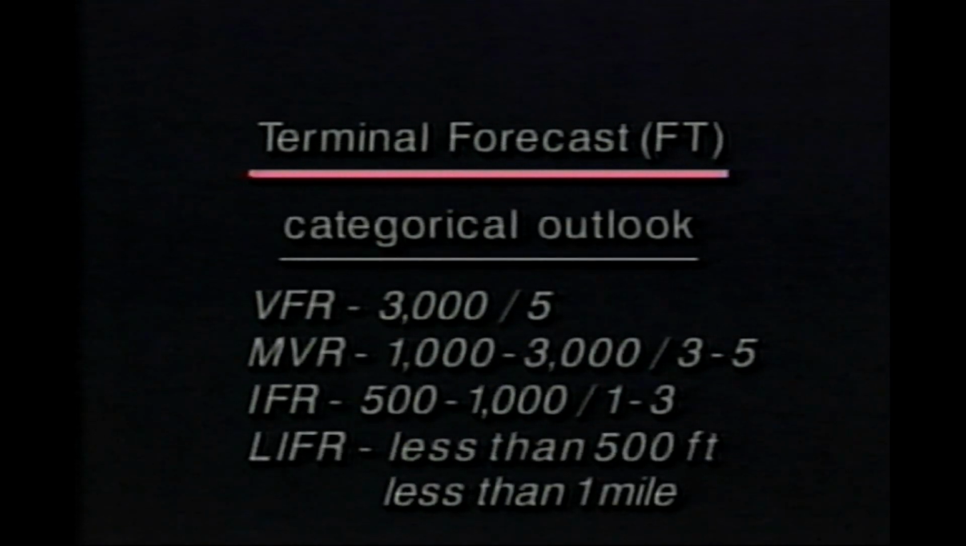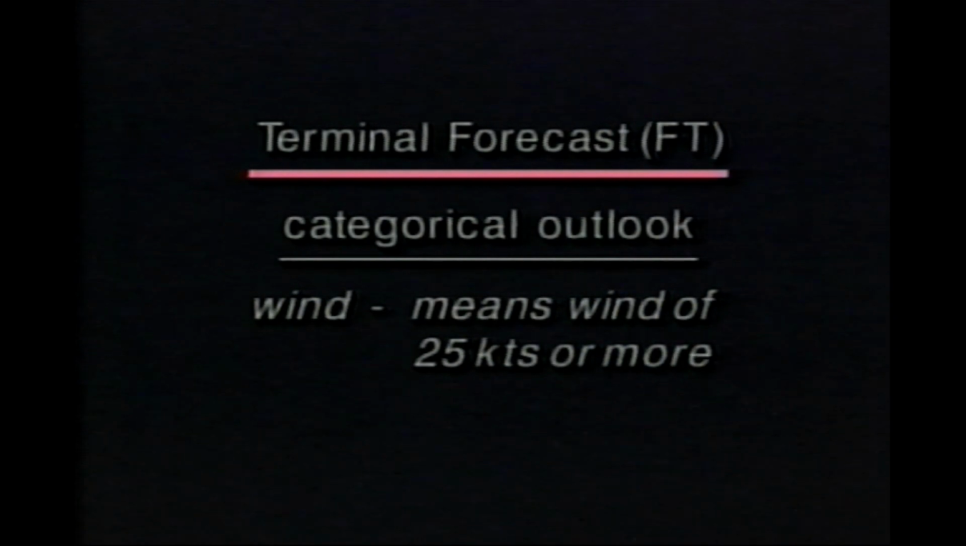In the categorical outlook portion, VFR is used for better than 3,000 foot ceiling and 5 miles visibility. Marginal VFR, or MVFR, stands for 1,000 to 3,000 foot ceiling and 3 to 5 miles visibility. IFR stands for 500 to 1,000 foot ceiling and 1 to 3 miles visibility. And low IFR, or LIFR, stands for less than 500 feet or less than 1 mile. The word wind in the categorical outlook forecasts winds of 25 knots or more.